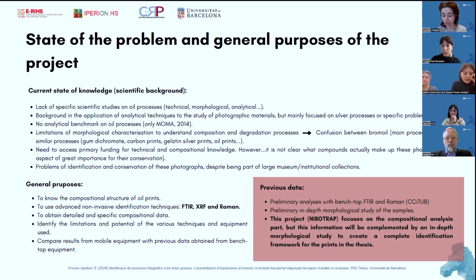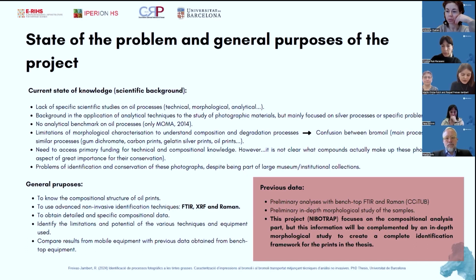On the other hand, we have to refer to primary sources of information like manuals, recipes, and specialized magazines of the early 20th century in order to better understand the technical and compositional aspects of these prints. However, it is not clear what compounds actually make up these photographs. That is an aspect of great importance for their conservation. So finally, all this lack of knowledge ultimately leads to serious problems of identification and conservation of these photographs, even though they are often part of collections of important museums and institutions.